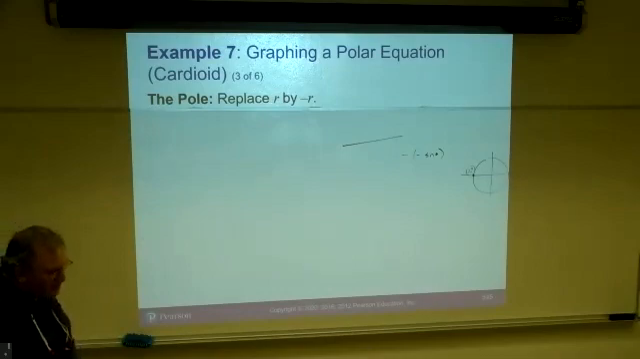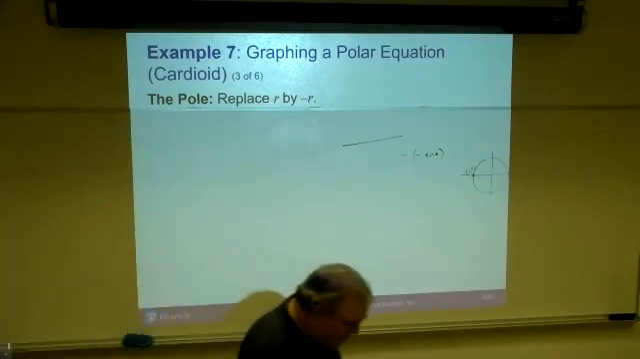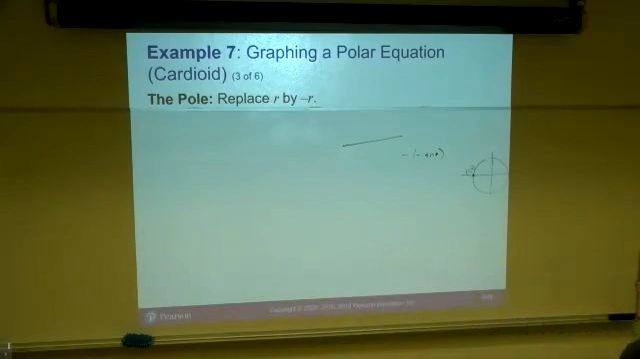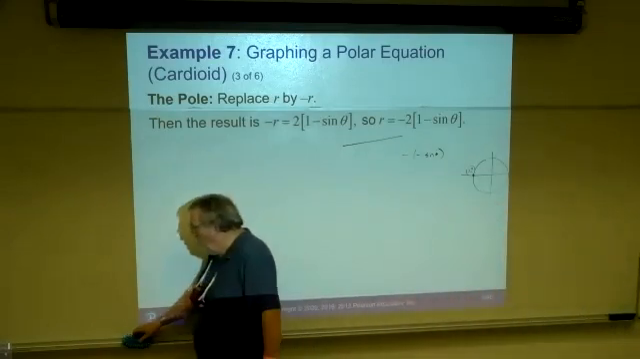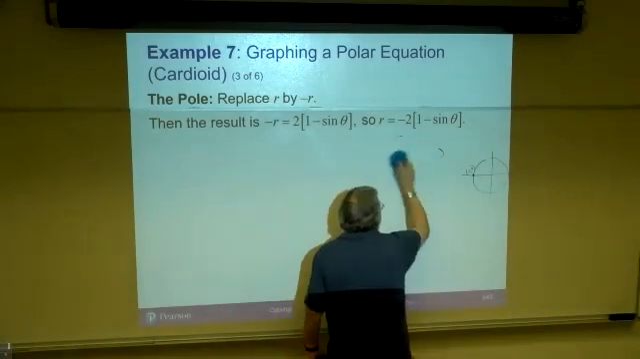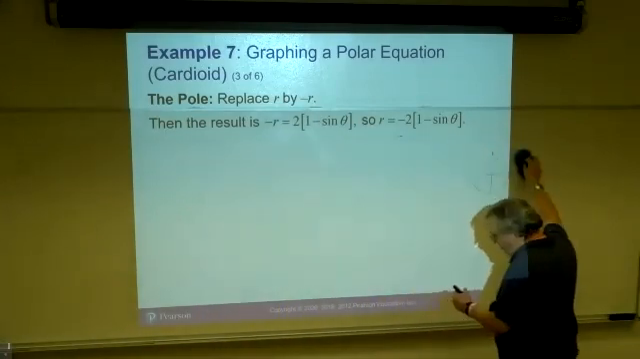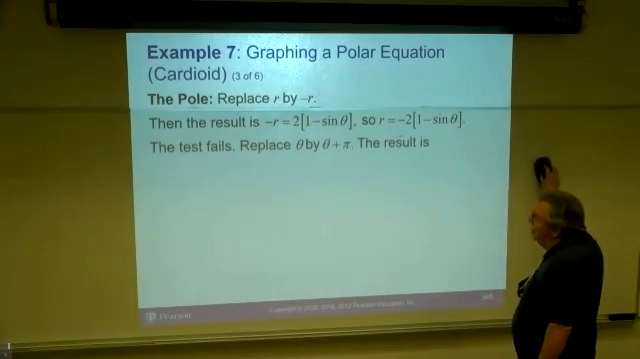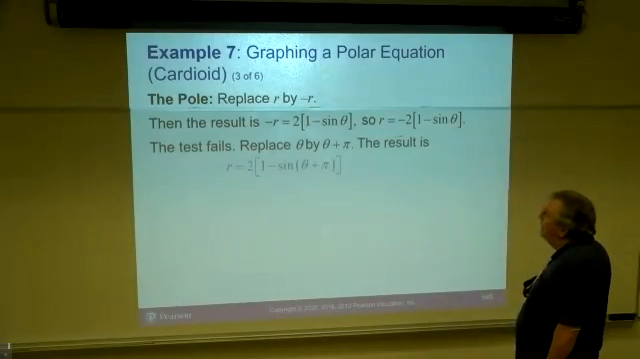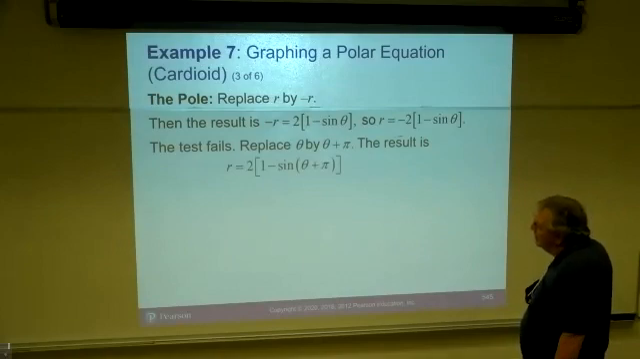And then we want to check for symmetry with respect to the origin, because it could possibly have that as well. So we're going to replace r with negative r, and then multiply both sides by negative. Well, r doesn't equal the same thing, so it fails that test. And so then we replace theta with theta plus pi, and we do the same thing again.